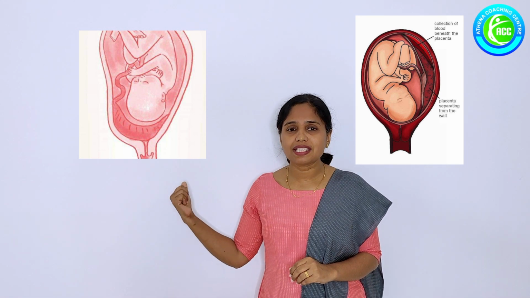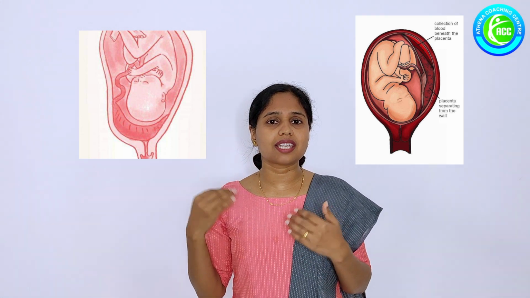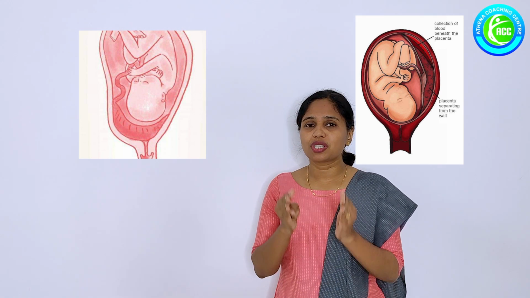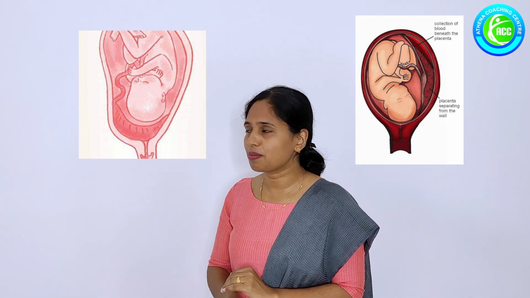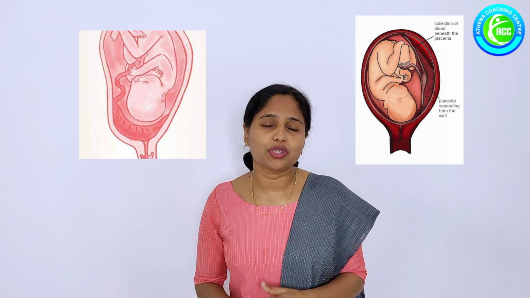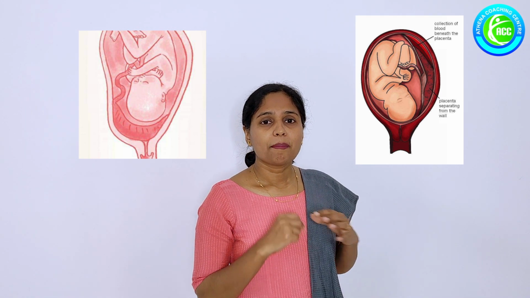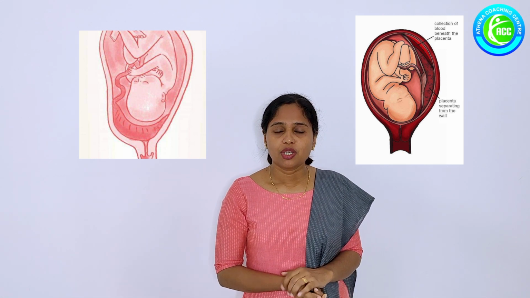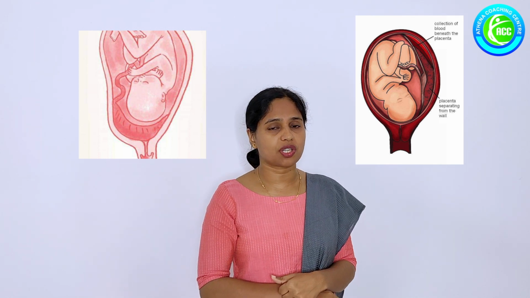But what happens in placenta previa? Instead of the upper portion, the placenta starts to implant in the lower portion. Usually it gets implanted in the upper lateral anterior portion of the uterus, but in placenta previa it gets implanted in the lower portion of the uterus. In abruptio placenta, what happens? The placenta starts to separate before delivery. Usually these two problems happen after the 20th week of gestation.